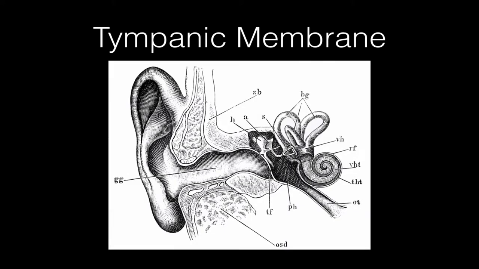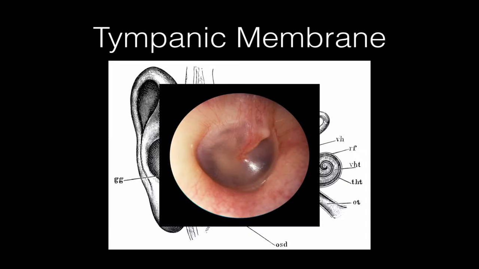In the middle ear, or beginning in the middle ear, we have the tympanic membrane. The tympanic membrane is the eardrum, and that is located right here. This is what the eardrum looks like from looking through the auricle. This is using an otoscope to look at the membrane. It is a very thin membrane, and it vibrates in response to sound waves.